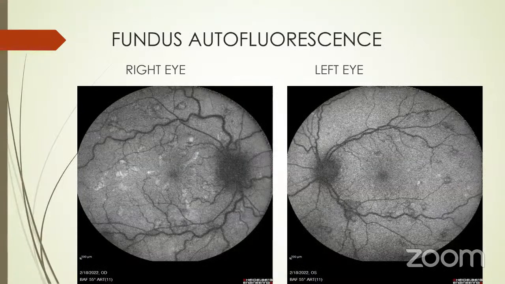On doing fundus autofluorescence, we could appreciate that there are a few patches with a hypoautofluorescent margin and a few patches with hyperautofluorescence. In the right eye as well as in the left eye, there are a few hyperautofluorescent and a few hypoautofluorescent patches.